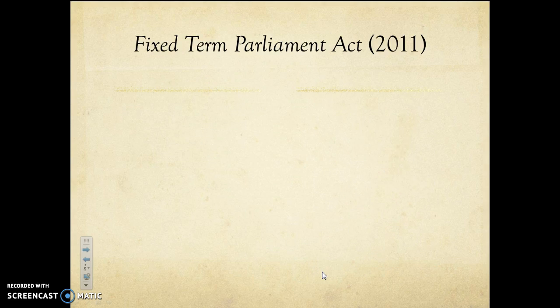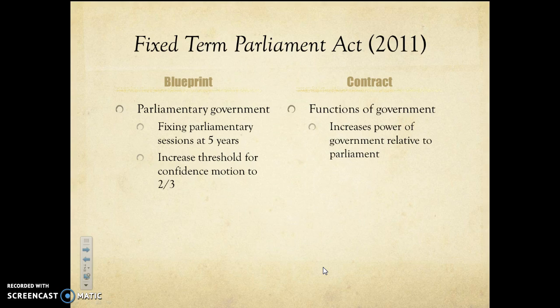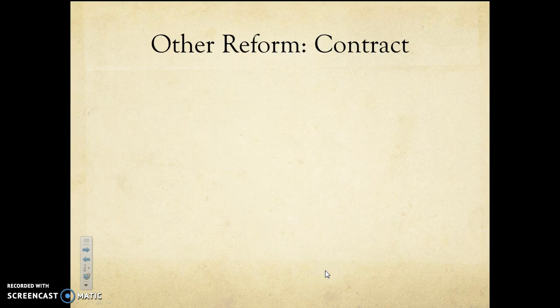So that's the Wright Reforms, the Fixed Term Parliament Act. Now, this is very, very, very important. What we see here is, again, slight change to the nature of the parliamentary government settlement. We fixed parliamentary sessions at 5 years. Everybody knows about that. What fewer people know about is that we've seen an increase in the threshold of confidence motions to 2/3. It used to be simply 50%. You just need to get one more vote. Now you need a 2/3 supermajority to trigger that confidence motion, to trigger the government's loss of confidence. Very, very important. Functions of government, as I said there, we have seen an increase in the power of government relative to Parliament, and that is essentially anti-democratic.